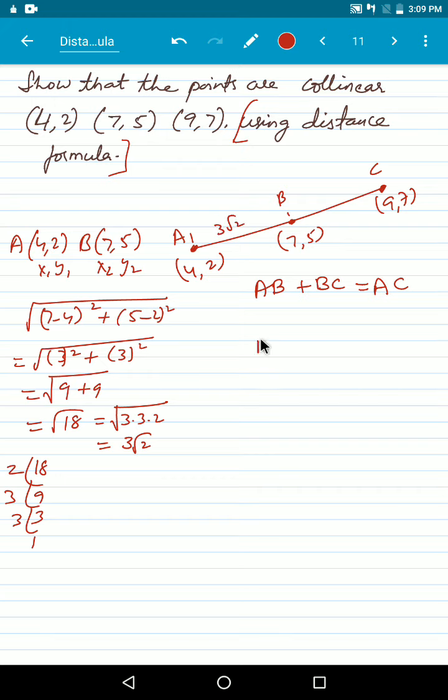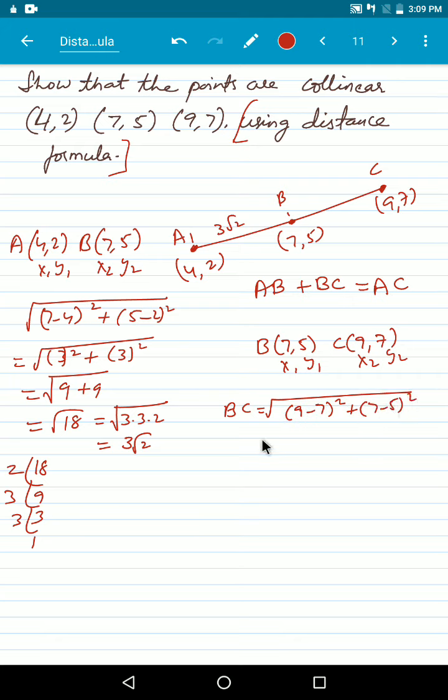Let us find BC now. B is 7 comma 5 and C is 9 comma 7. x1, y1, x2, y2 again, right? So x2 minus x1, let us find the value of BC. That is 9 minus 7 whole square plus 7 minus 5 whole square. 9 minus 7 is 2, 2 square. 7 minus 5 is 2, 2 square. 2 square plus 2 square, it is 4 plus 4, root 8.